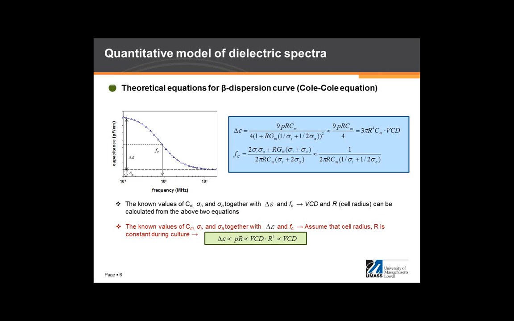And then based on that, we assume the Cm, sigma i, and sigma a, which are the conductance in the media and the intracellular material. So based on assuming those Cm, sigma i, and sigma a, with the measurement of the delta epsilon and Fc, based on the equation shown in the upper right corner, we are estimating viable cell density and the radius of the cell. Those viable cell density and radius estimations are pretty good, as I said, during the lag and exponential growth period.